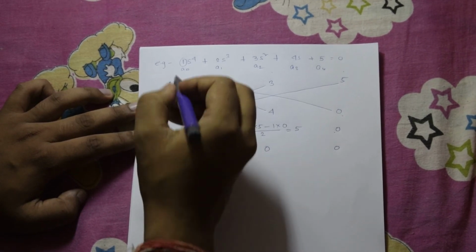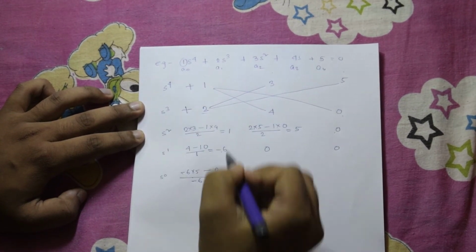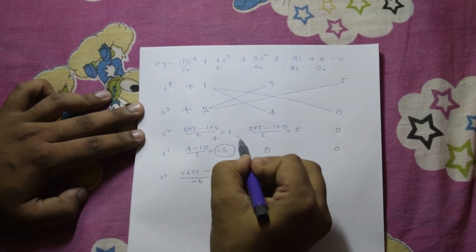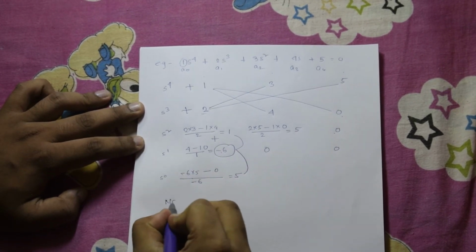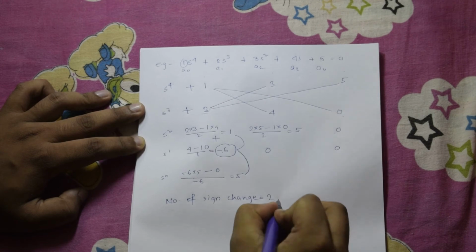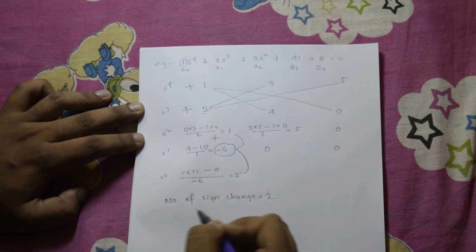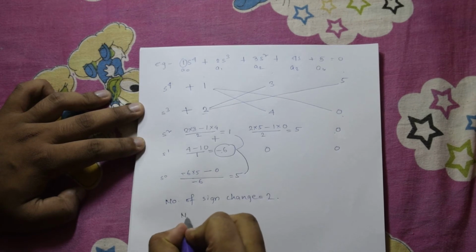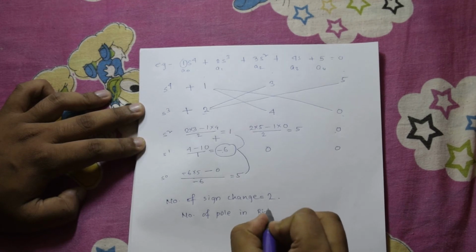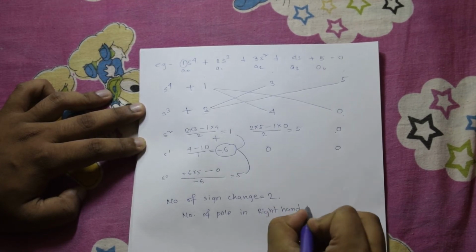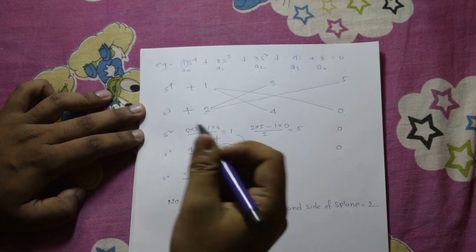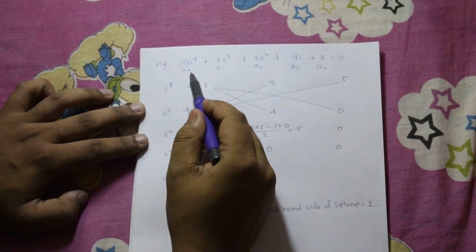So how many sign changes are there? It is positive, this one is positive, this one is also positive, here it is negative, and again it is positive. So the number of sign changes is 1 and 2. The number of sign changes is 2. By this number of sign changes we can tell that the number of poles in the right hand side of the S-plane is 2.